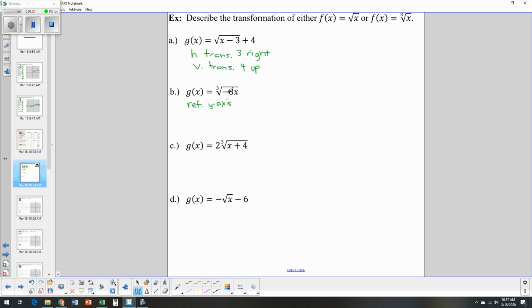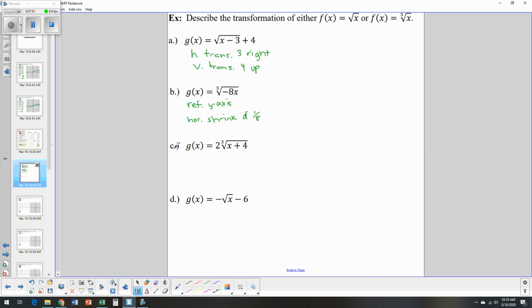And also, if the number is with the x, that is our horizontal stretch or shrink. So we know it's going to be horizontal. And 8 would really be 1/8. So if we're looking at 1/8, we're looking at a shrink by a factor of 1/8. Remember, the negative is part of the reflection. We're only looking at the actual number of 8 to describe the horizontal stretch or shrink.